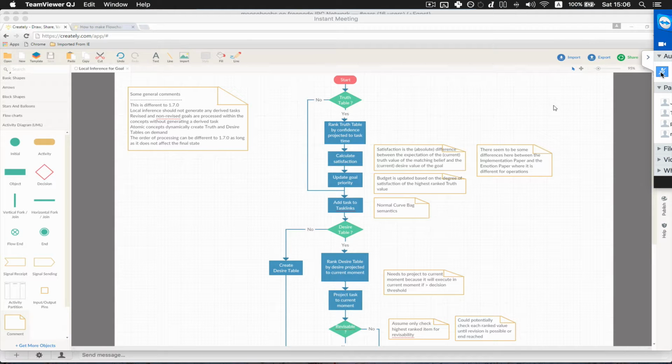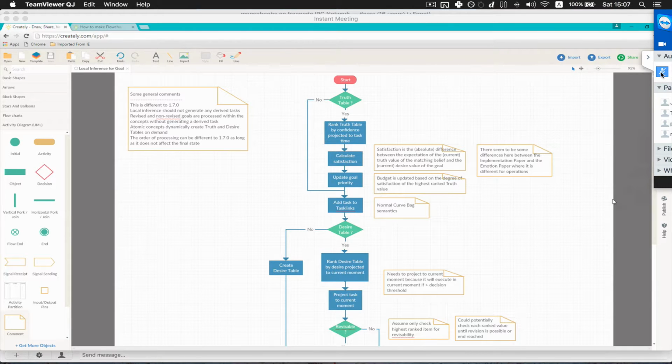Okay. Right. So I guess the thing really, Patrick, is for you to tell me where this flowchart is wrong.